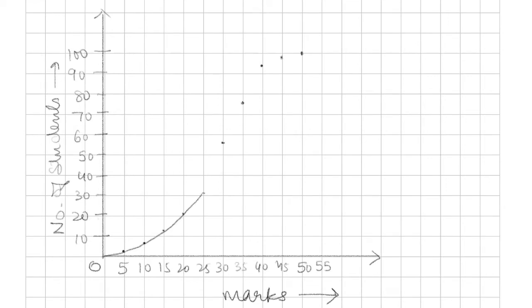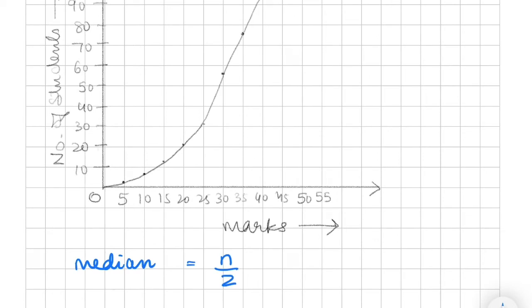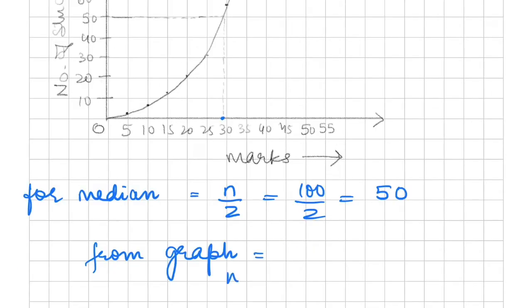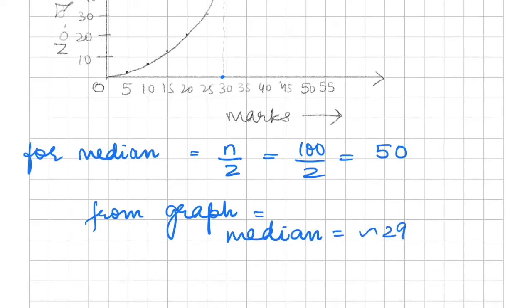Let's make the curve. Now we have to find the median. We need to find n by 2, that is equal to 100 by 2, so that is equal to 50. So for the median 50, I'll just make this dotted line, and here from the graph we can see that the median is approximately 29.